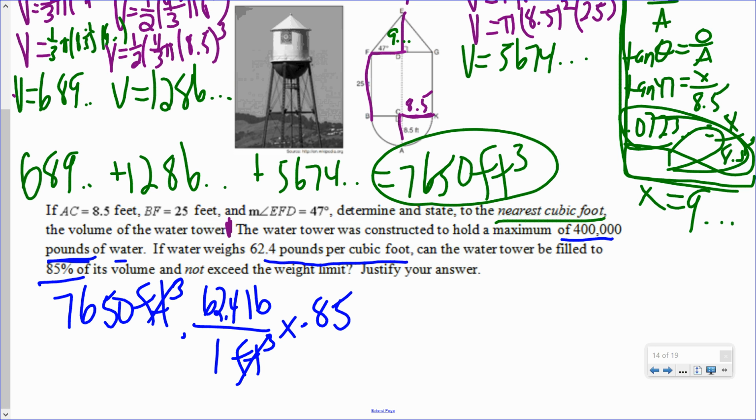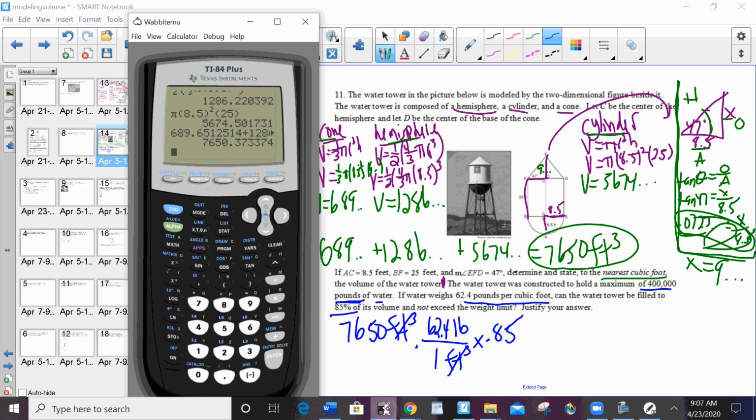Now this 400,000, this isn't a piece of information to use in the calculation. This is just saying, well, it holds 400,000. How much is this thing going to weigh? You're not doing anything with the 400,000. You're just going to find how much the water weighs, and then from there, you're going to compare it to that 400,000. So let's pull my calculator back up.